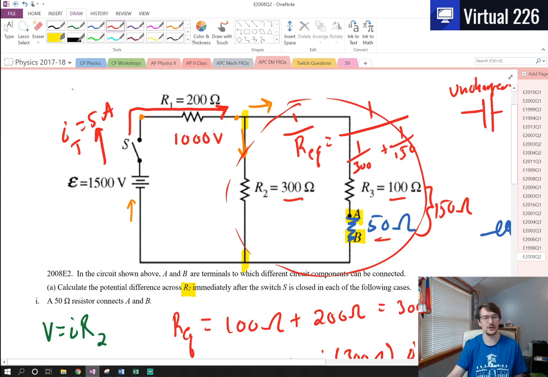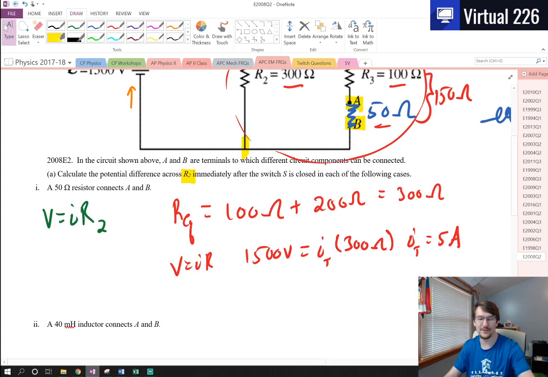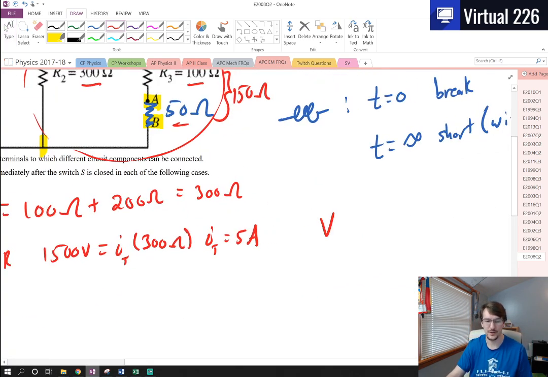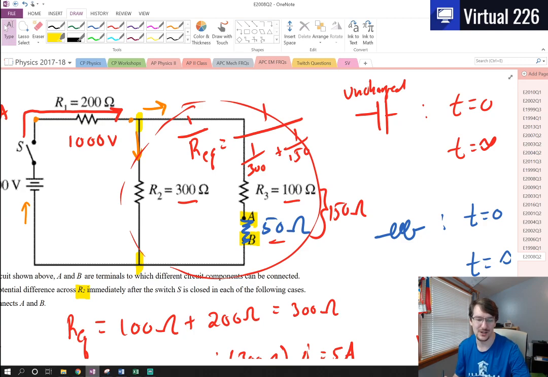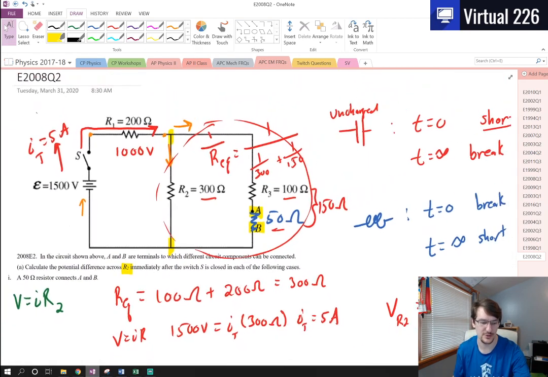And like we said before, if we figured out what's across R1, then whatever's going across the R2 branch, or the R3 and the 50 ohms, will be the same, and that's just whatever's left over. So 1500 minus 1000 gives us 500 volts left over. So we can just say that the voltage across R2 is equal to the 1500 minus the 1000 from R1, which is 500 volts. If we wanted to figure out the current going across that, we could have. We didn't have to. I prefer not to. I think it's easier doing it this way.